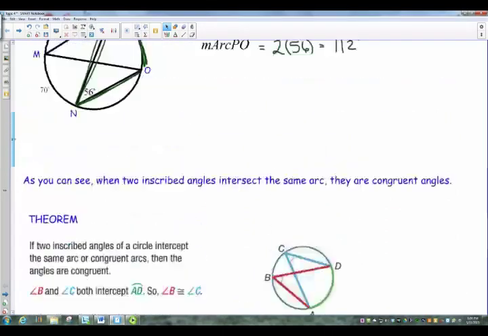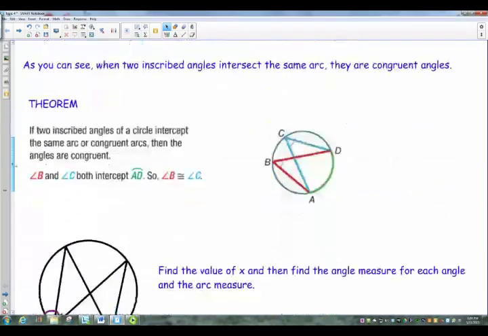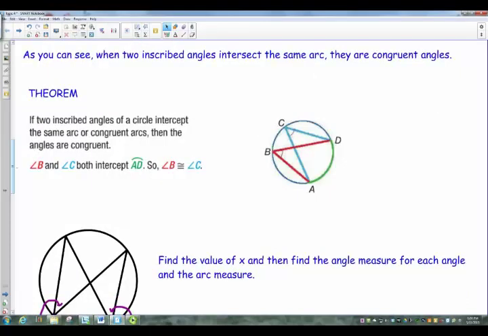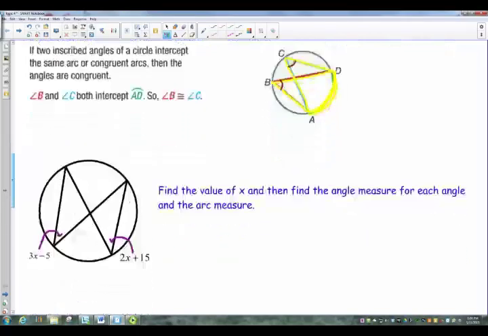Alright, so what we saw up above, the angles P and O are the same. And that's actually the focus of another theorem. It says, if two inscribed angles of a circle intercept the same arc or congruent arcs, then the angles are congruent. So you can see from this picture, we've got this angle DCA and this angle ABD. They both intercept the same arc there, which means that those two angles are congruent. And that's what those marks mean. So that's one of these theorems that comes into play quite often.